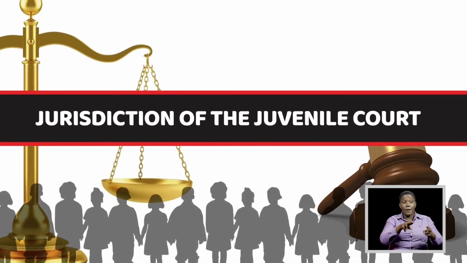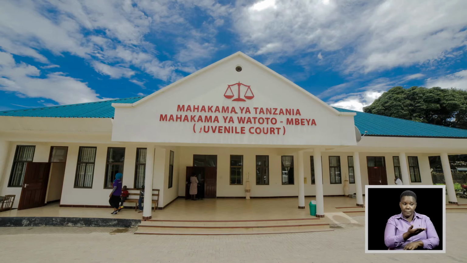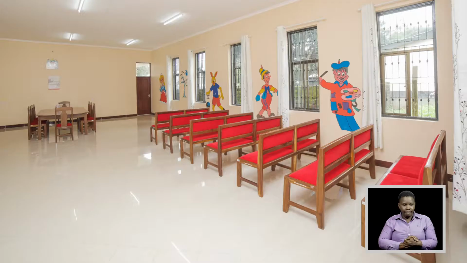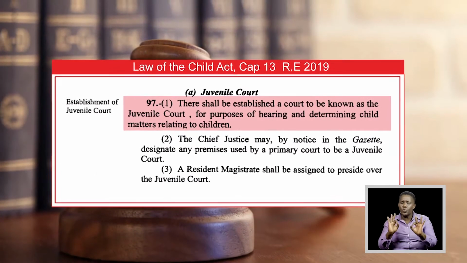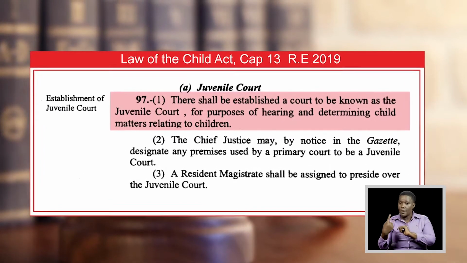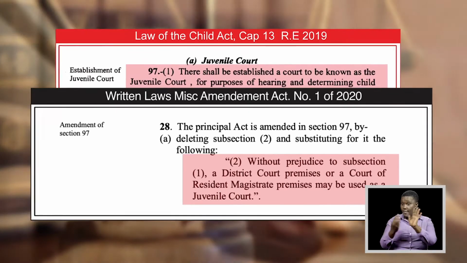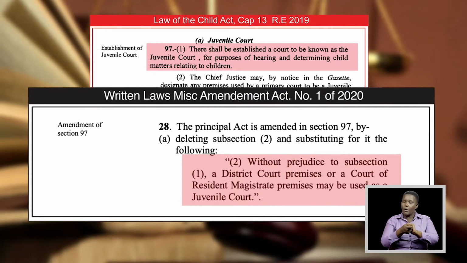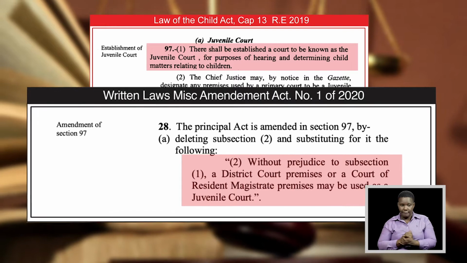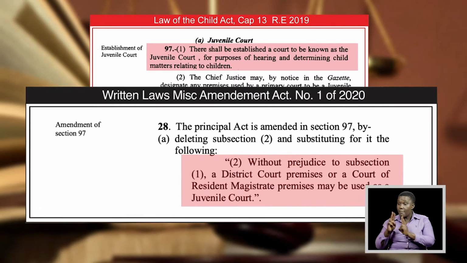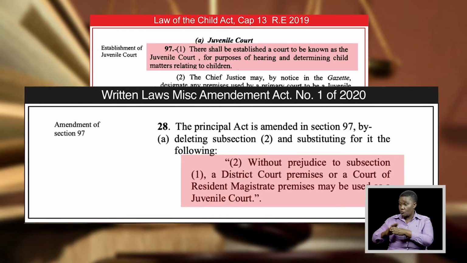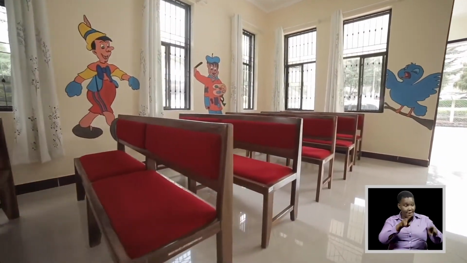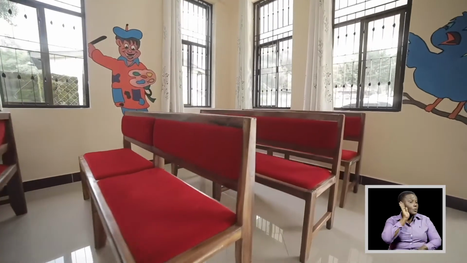Jurisdiction of the juvenile court. The juvenile court is a specialized court that hears and determines cases involving children. This is according to Section 97, subsection 1 of the Law of the Child Act. According to Section 97, subsection 2 of the Law of the Child Act, as amended by Written Laws Miscellaneous Amendment Act No. 1 of 2020, a district court premises or a court of resident magistrate premises may be used as a juvenile court. It should be noted that the juvenile courts have their own procedure to adjudicate cases.